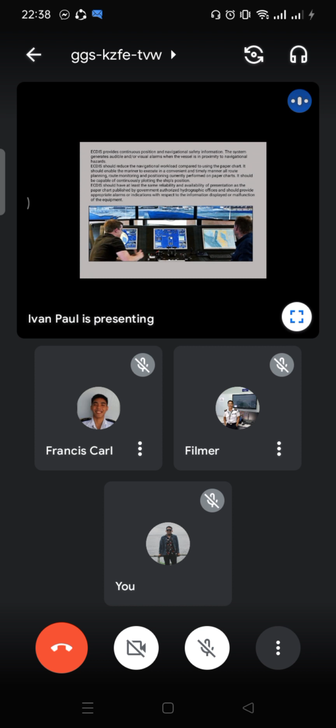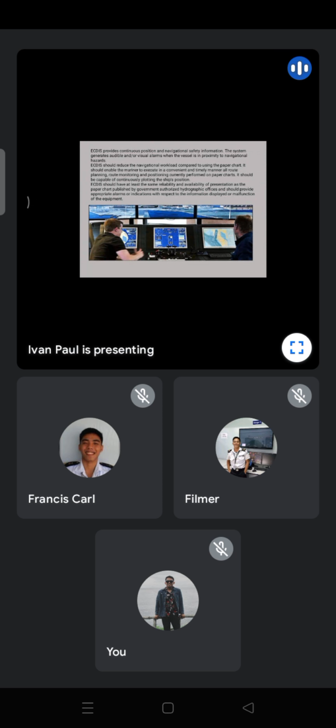Ecdis should have at least the same reliability and availability of presentation as the paper chart published by government authorized hydrographic offices and should provide appropriate alarms or indication with respect to the information displayed or malfunction of the equipment.